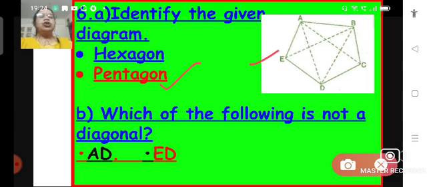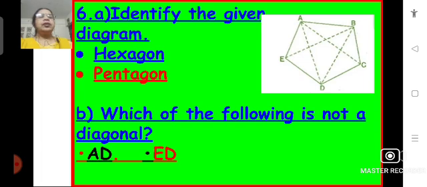Now, which of the following is not a diagonal? We can see the diagonals here. These are the diagonals joining the vertices which are not adjacent. So, ED is a side of the pentagon. It is not a diagonal. AD is a diagonal, but ED is not a diagonal. So, ED is the correct option.